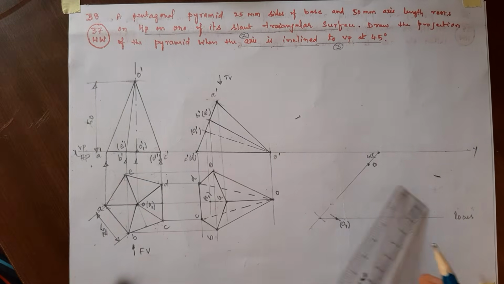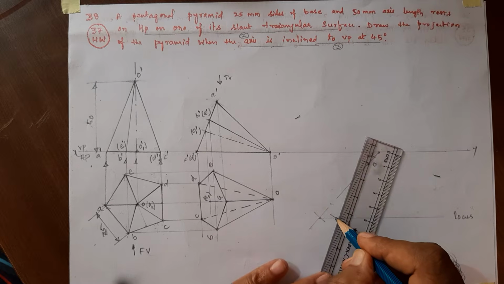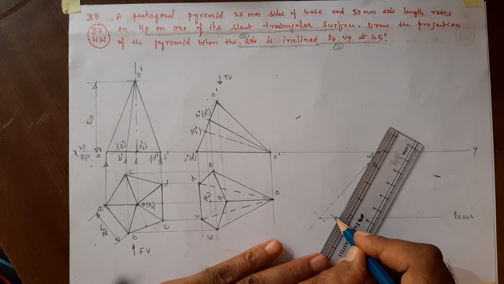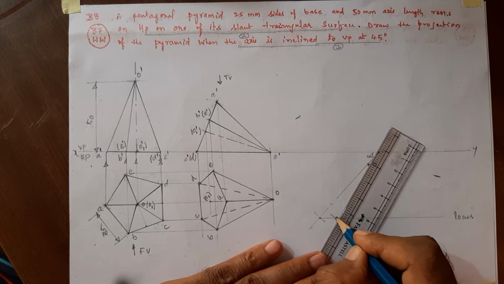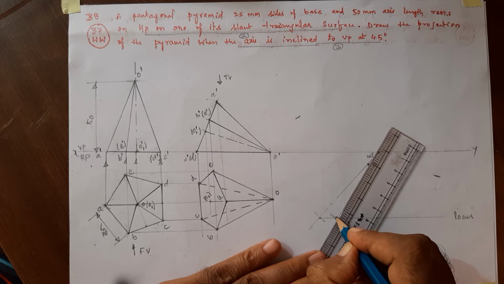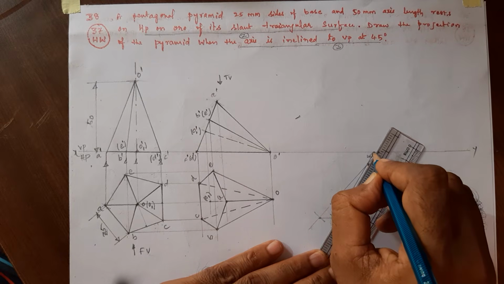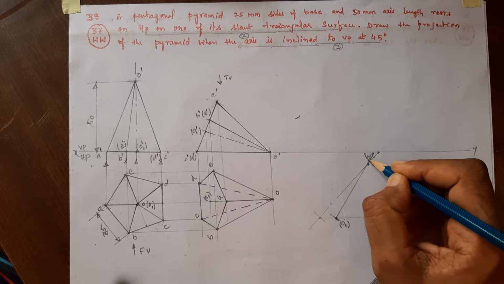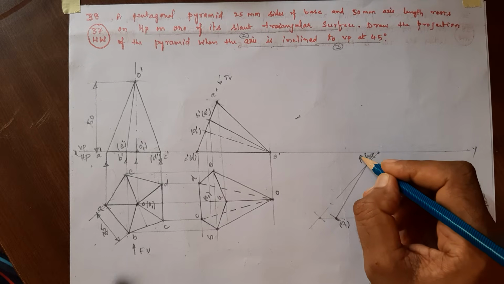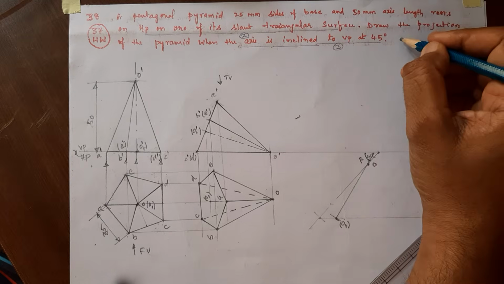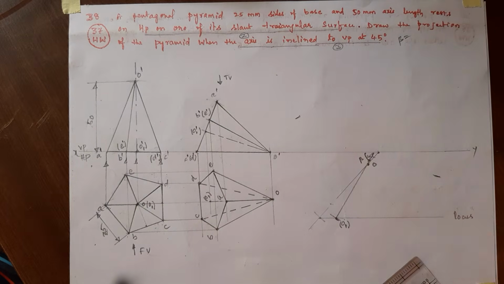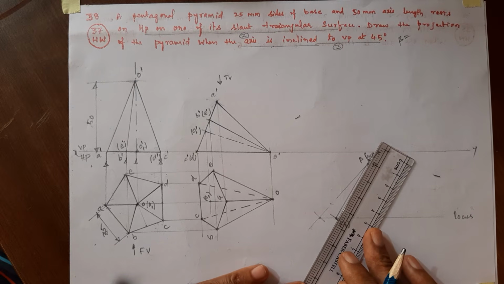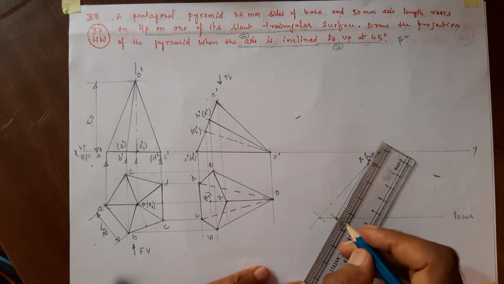Now join O1 O. Join O1 O and extend to cut the XY line. Now this is beta. Now this angle is beta. So measure the beta angle now. So this is the beta angle. Okay. Now on the beta line angle, I extend the beta line a little bit further.